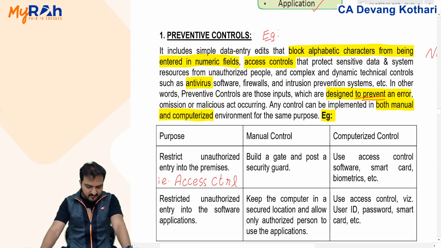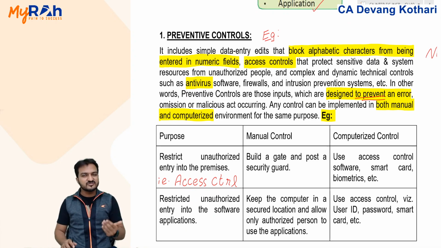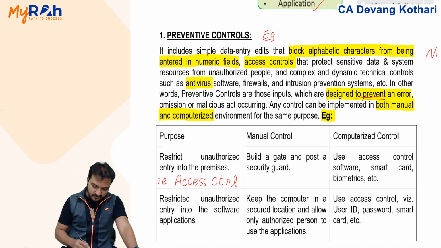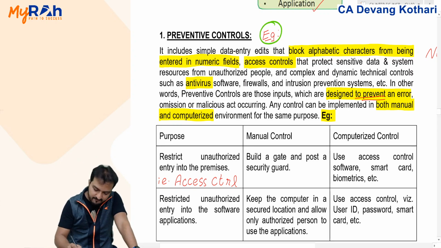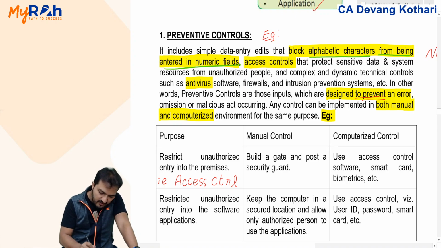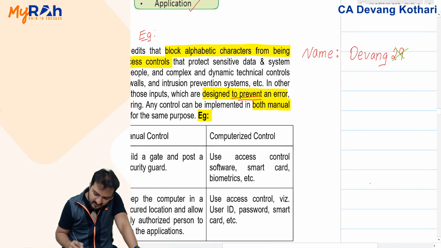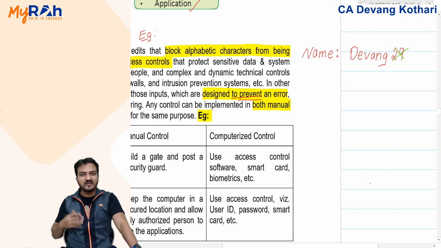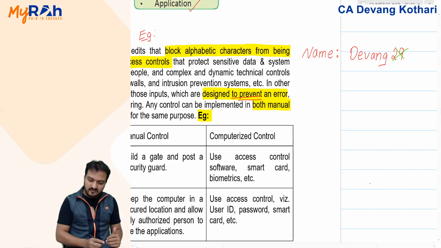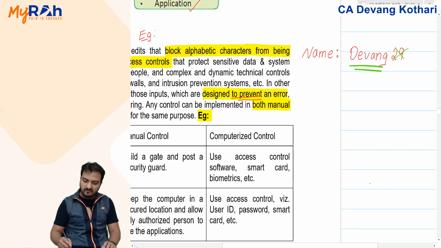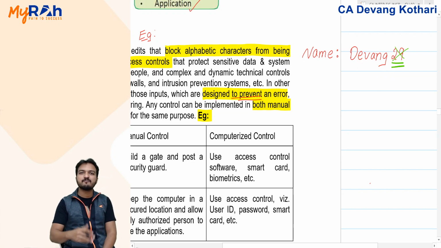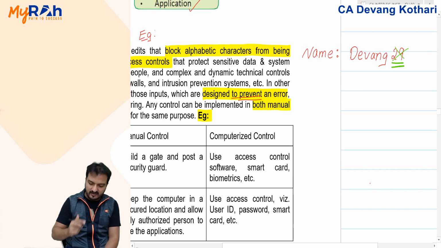Under that first set of controls, preventive controls are the ones to prevent the damages from happening. For example, a preventive control will prevent an alphabetic character from being entered in a numeric field. I might have given an example like this: in the name field on any website, it will allow you to enter alphabets, but it will not allow you to enter numbers. This is a preventive control. It will prevent wrong entry of data.